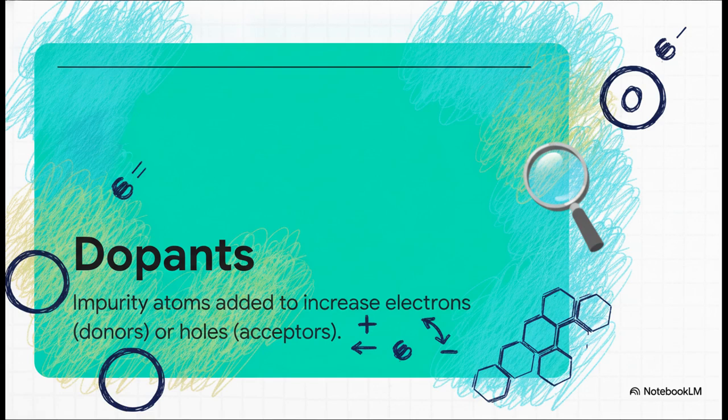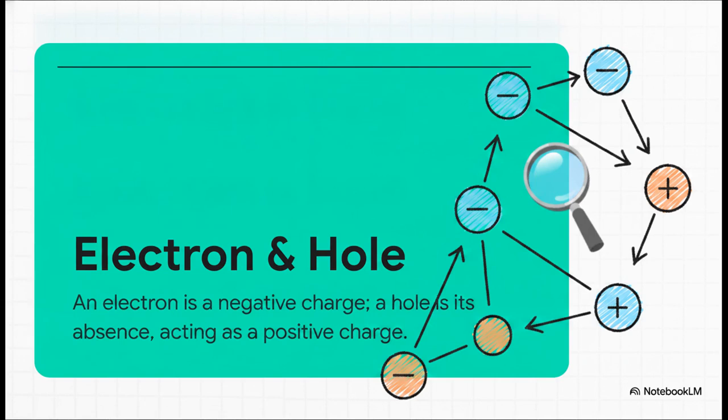We use donors, which are atoms that literally give away an extra negative charge or electron to the crystal, or on the flip side, we use acceptors, atoms that take an electron, leaving behind a positive empty space in the structure. And this doping process is so cool because it reveals the dual nature of electrical current in semiconductors.